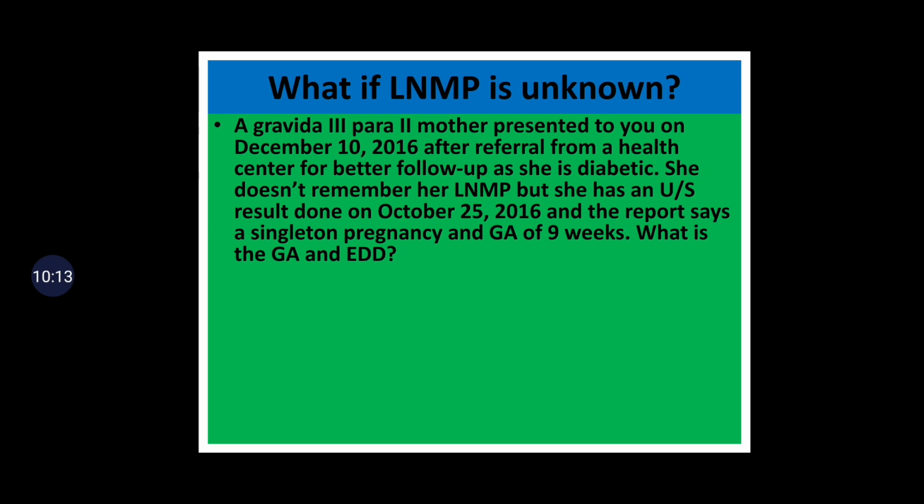Let's see the example. A gravida para mother presented to you on December 10, 2016 after referral from a health center for better follow-up, as she is diabetic. She doesn't remember her last normal menstrual period, but she has an ultrasound result done on October 25, 2016, and the report says a singleton pregnancy and gestational age of 9 weeks. What is the gestational age and EDD?